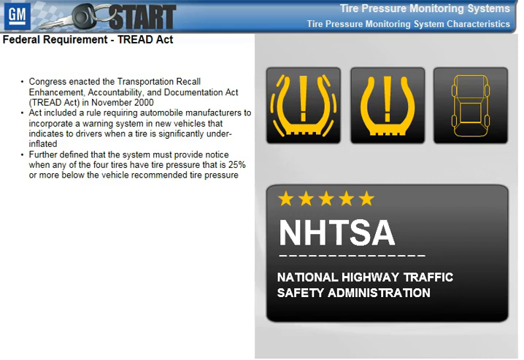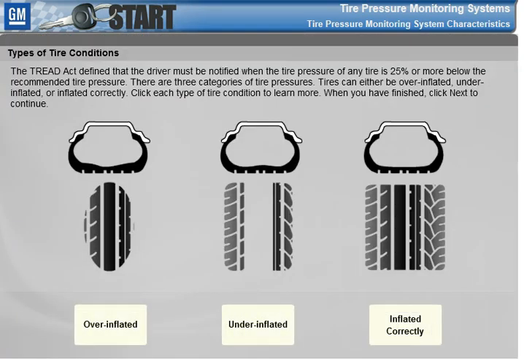The Act further defined that the system must provide notice when any of the 4 tires have a tire pressure that is 25% or more below the vehicle recommended tire pressure. The TREAD Act defined that the driver must be notified when the tire pressure of any tire is 25% or more below the recommended tire pressure.